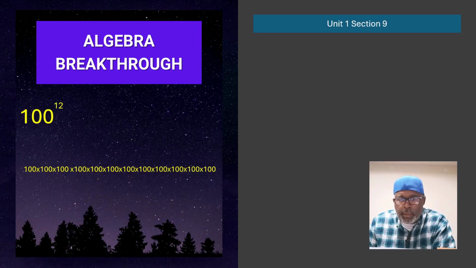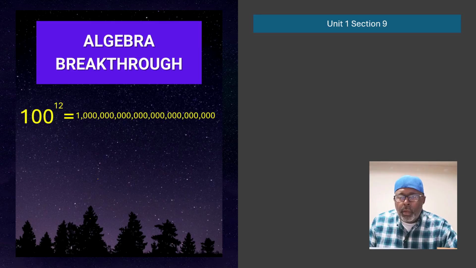So you multiply 100 11 times itself. Or 100 to the 12th power. That is a possible 1 septillion password possibilities. 24 zeros following the number 1.